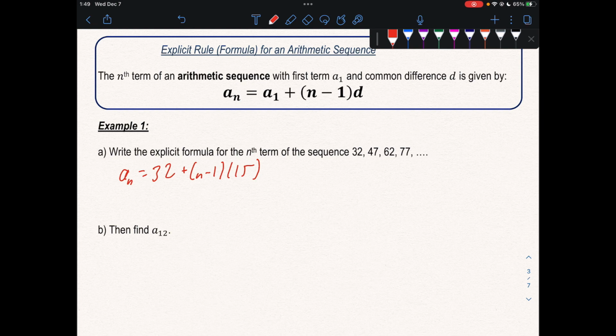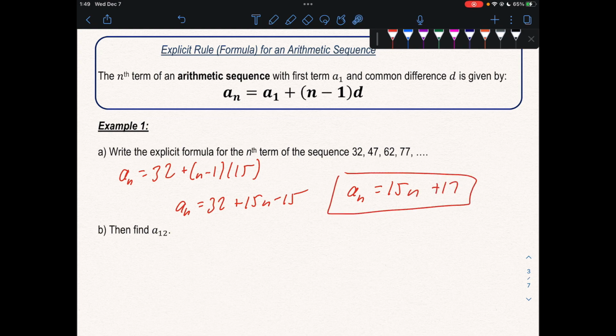Now, it would also be beneficial if maybe we simplify a little bit. So a sub n equals 32 plus 15n minus 15. And finally, a sub n equals 15n plus 17. Okay? So these are all the same formula. This is just a simplified version of it.